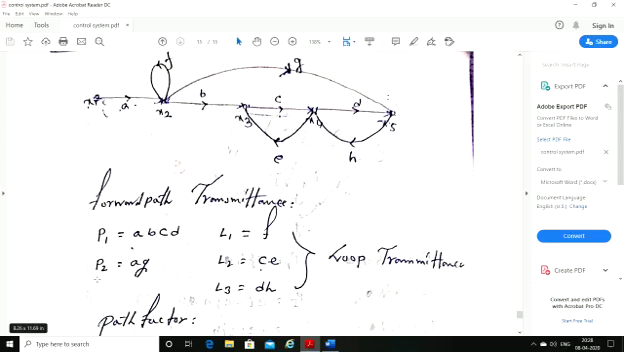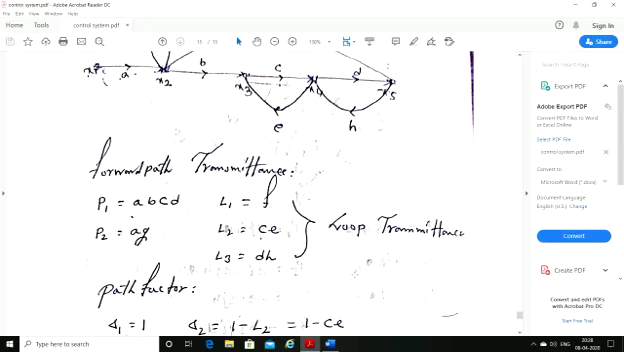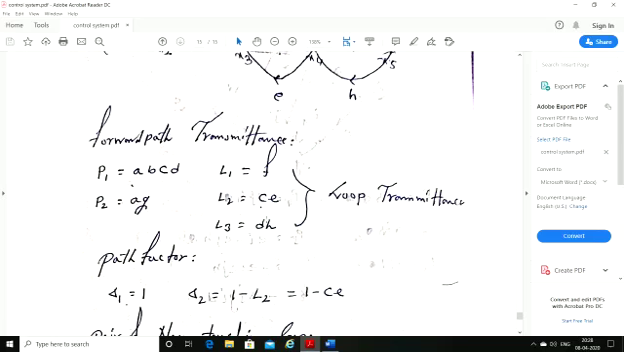There are two forward paths, and there are 3 loop transmittances. L1 is F, L2 is x4 to x5 and then it will come back to x4, so this is also a loop. Therefore L2 equals CE, and here also x3 to x4 and it comes back to x3, so it is also a loop. So L2 equals CE and L3 equals DH. Okay, so we can say there are 2 forward paths and 3 loops.